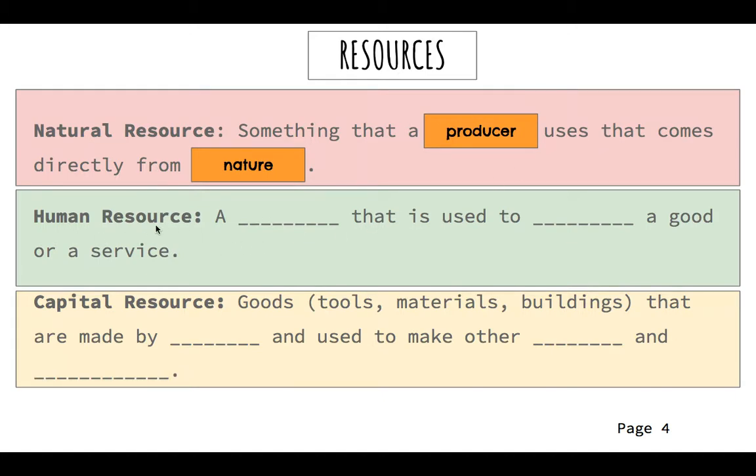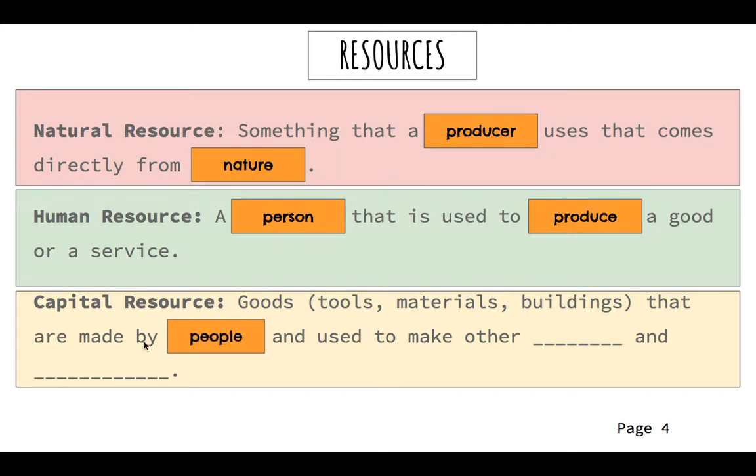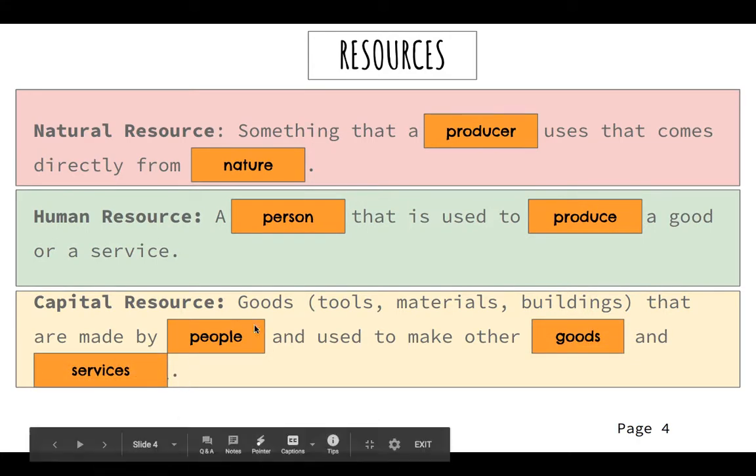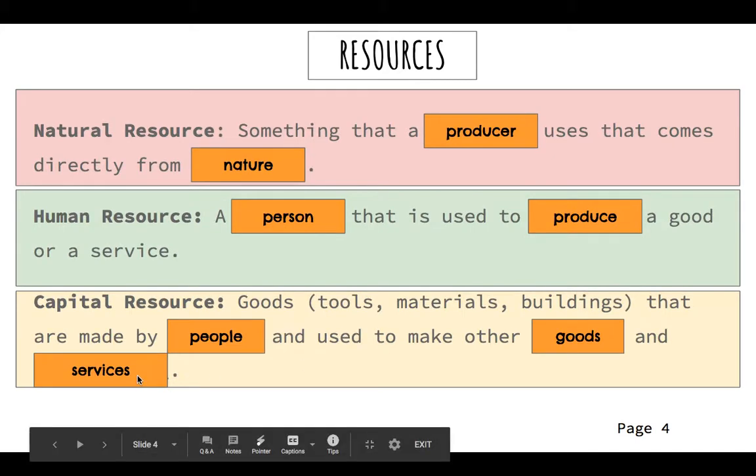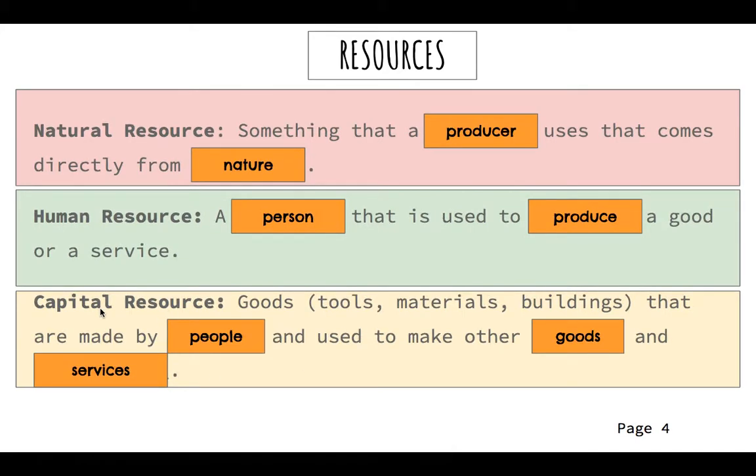A human resource is a person that is used to produce a good or a service. So basically, anyone who does anything, anyone who has a job is a human resource. And the last one is capital resource. And those are goods like tools, materials, and buildings that are made by people and used to make other goods and services. So think about all the tools you need to make something. That would be a capital resource. Or the place that you make that good, or the place that you provide that service. That is called a capital resource.